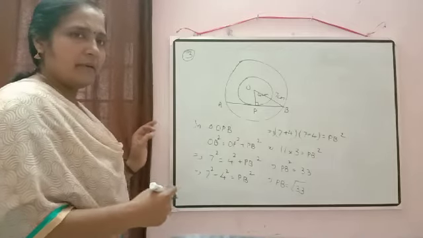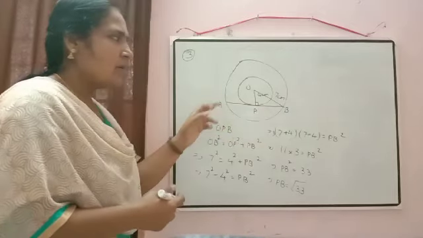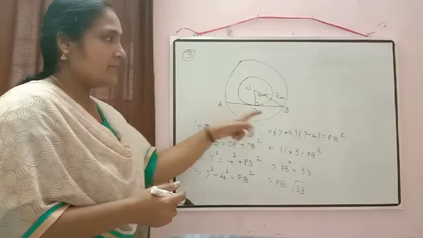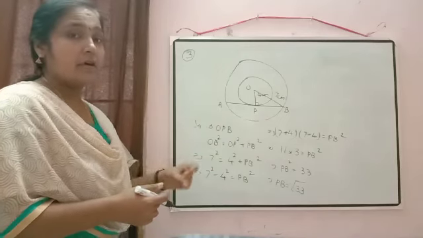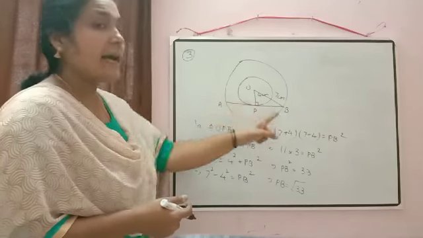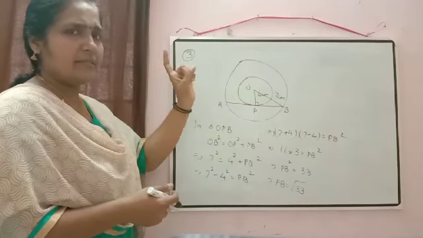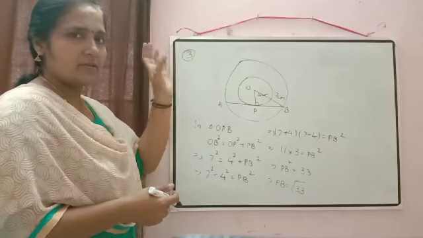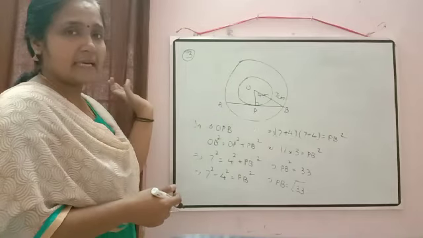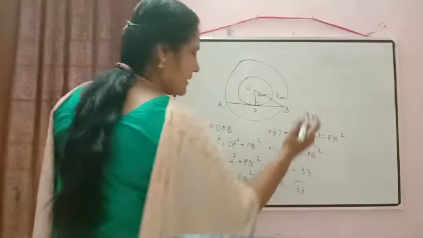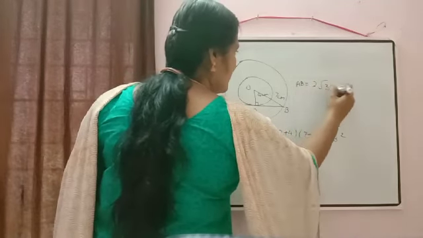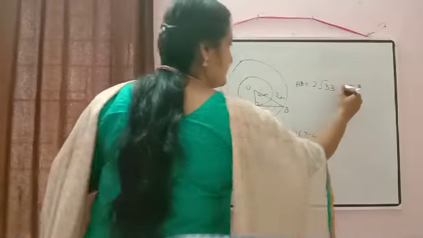But we don't want PB. What we want is the length of this chord. So what is the relation between PB and AB? Yes, AB is double of PB. Why? Because of the property: perpendicular from the center to a chord bisects the chord. That we studied in the previous year also, and the previous class also. I just gave you these properties there. So if PB is equal to root 33, then AB can be written as 2 root 33 centimeter.